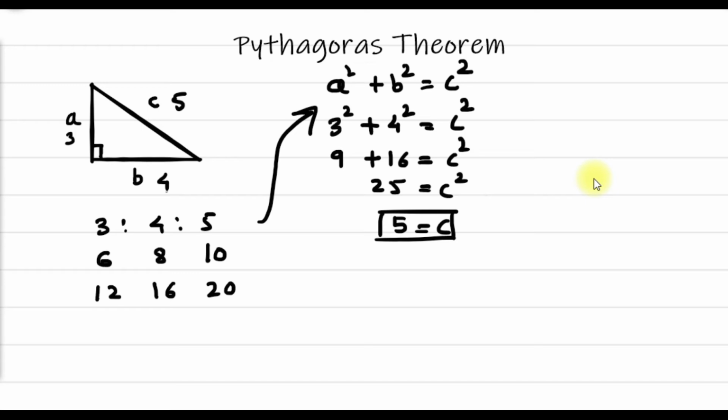Now let's have one more example. Let's take 9, 12 and 15. Even this is a combination which works. So in short, any combination of numbers in this particular ratio will give you a right angle triangle, or you can call it a Pythagoras triplet.